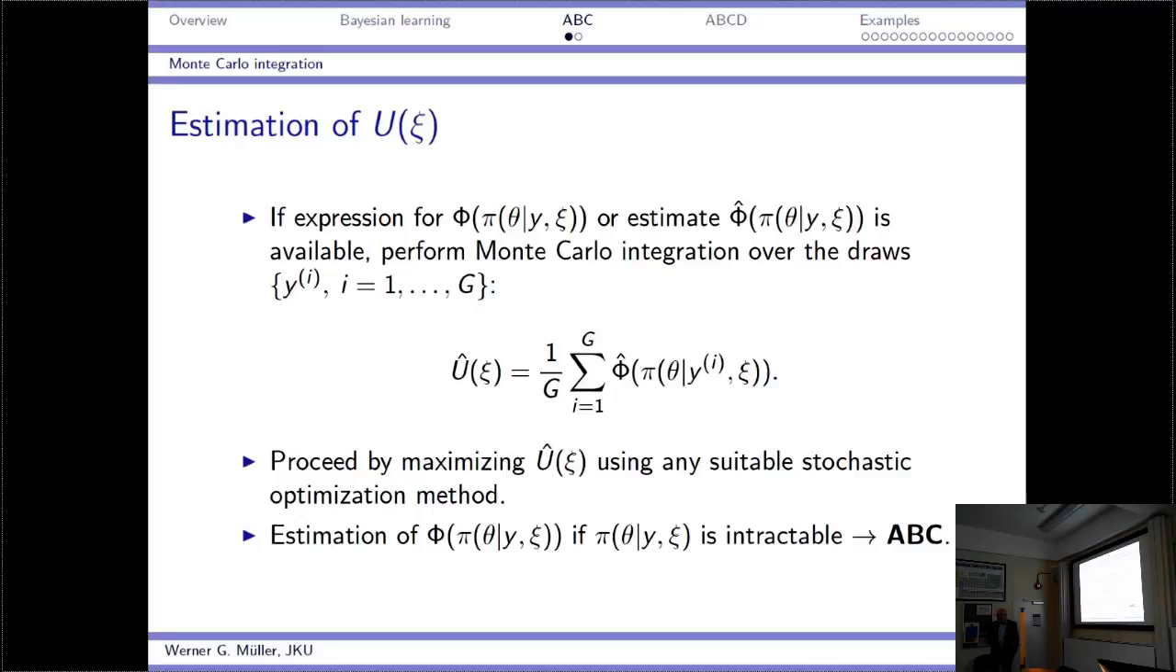The problem comes now. What do we do if estimation of phi is not possible, intractable, or too complex? What happens if the likelihood is not available to us for any reason? Then the one suggestion that has been put forward in the literature is to use this technique called approximate Bayesian computation. How does this work?